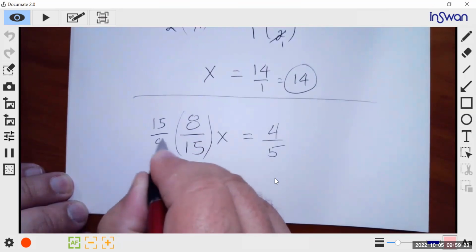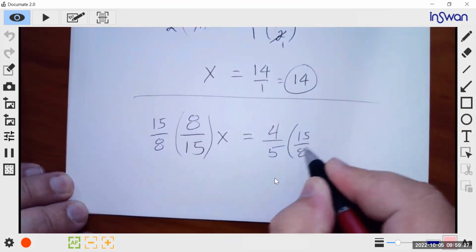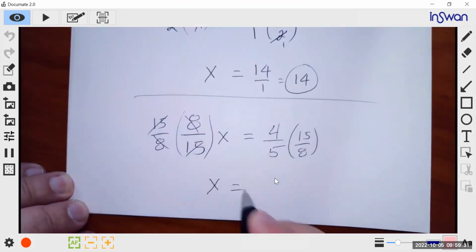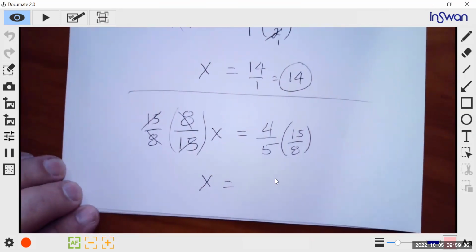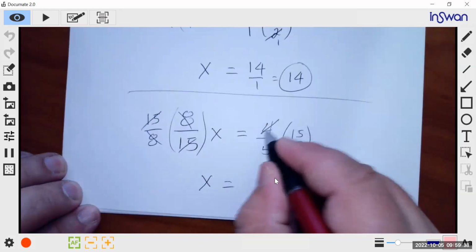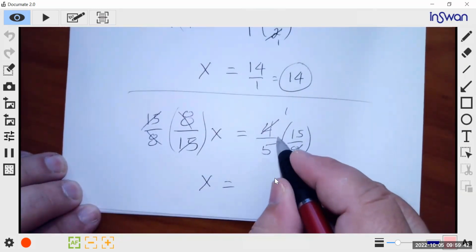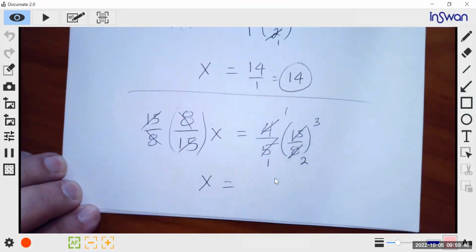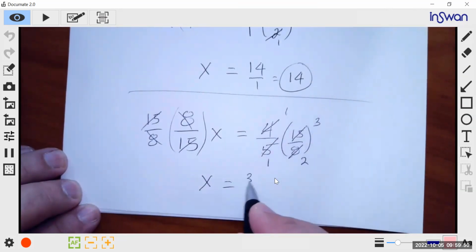Yeah, it's the reciprocal of whatever's in front of the x. The 15's cancel, the 8's cancel, so we have x. What cancels here? Yeah, 4 goes into 4 once, 4 goes into 8 twice. 5 goes into 5 once, 5 goes into 15 3 times. 3 times 1 is 3. 2 times 1 is 2.